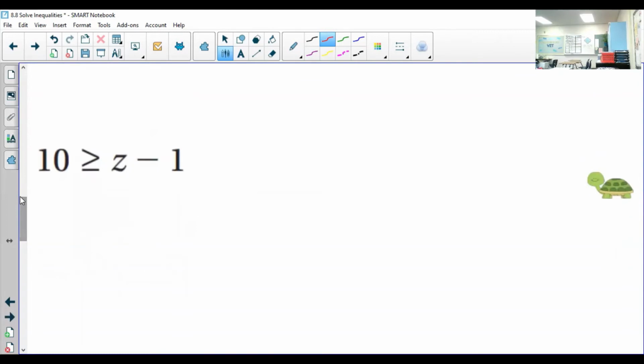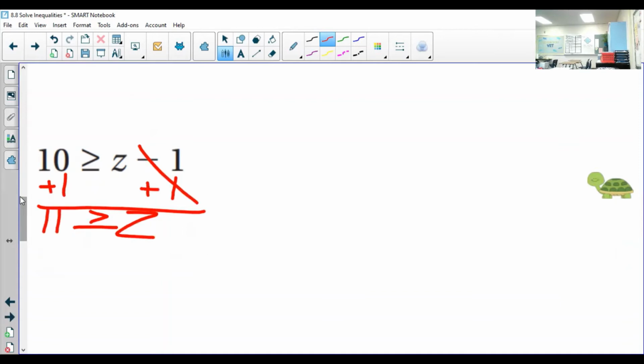All right, let's do one more like this. So we have 10 is greater than or equal to z minus 1. All right, you should be getting the hang of this. We're going to add 1 to both sides, right? Cross off my 1s. I have 11 is greater than or equal to z.